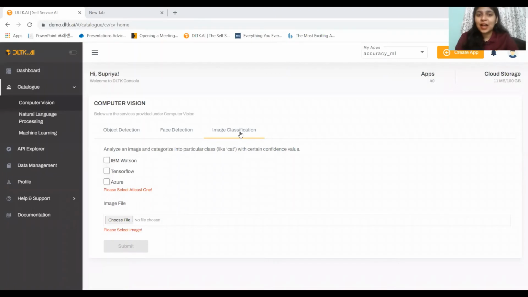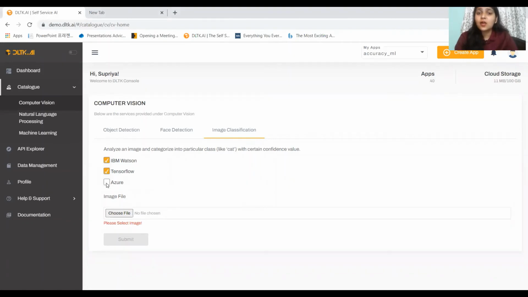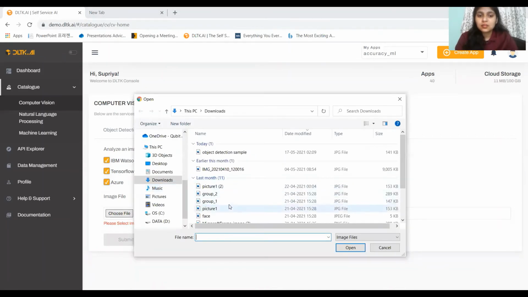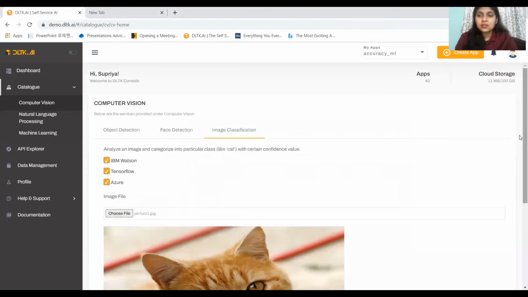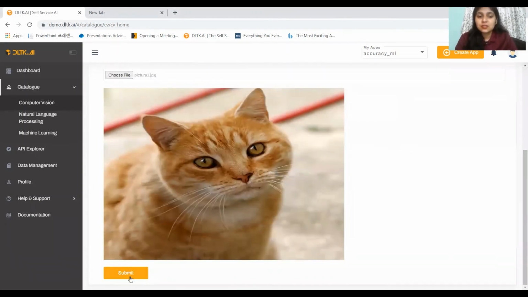Next, moving to image classification. This is a technique used to predict the class of a specific object in the image. The main goal of this technique is to accurately identify the features of the given image as input. A few image classification techniques are IBM Watson, TensorFlow, and Azure. Select all the softwares and click on Choose File. View input as image. Then click on Submit.